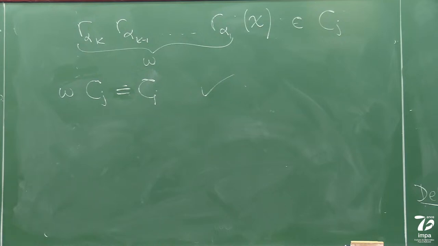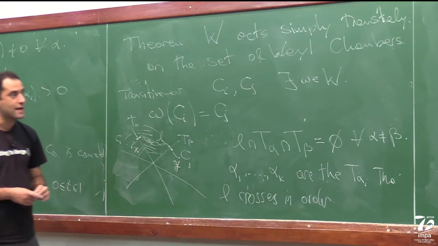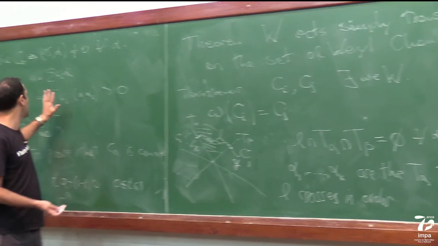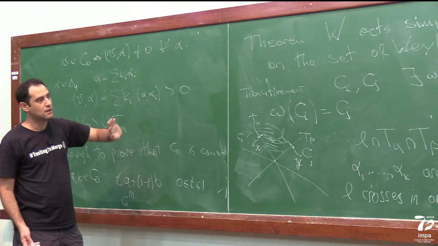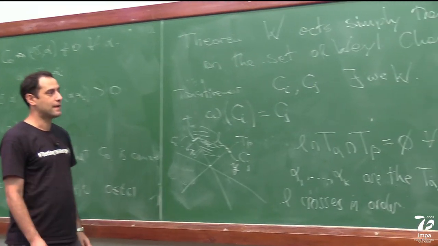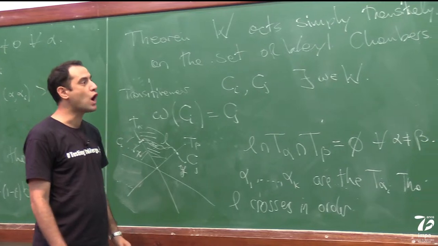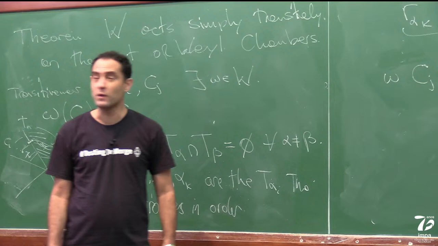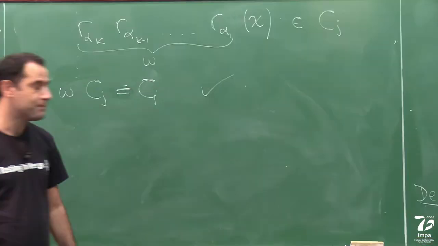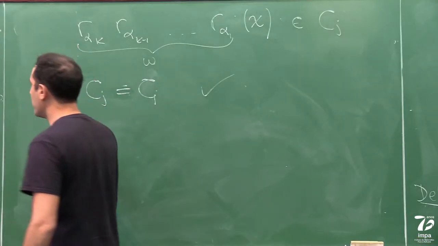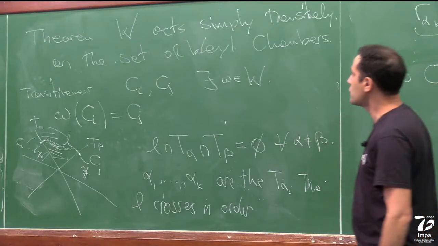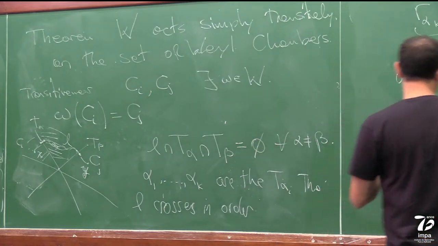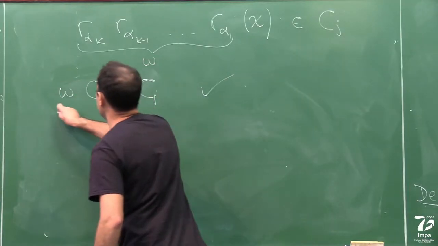All right, so we have this statement. That proves that there exists one W that sends Ci to Cj. And notice, this is already enough to prove what we set out to prove at the beginning of the lecture: the Cartan matrix and the Dynkin diagrams do not depend on the choice of simple roots. They do not depend on it. But before doing that, let's finish proving this theorem. This theorem says that this W needs to be unique. So for that, we need to do something more.